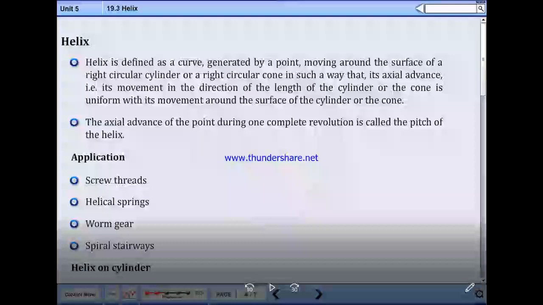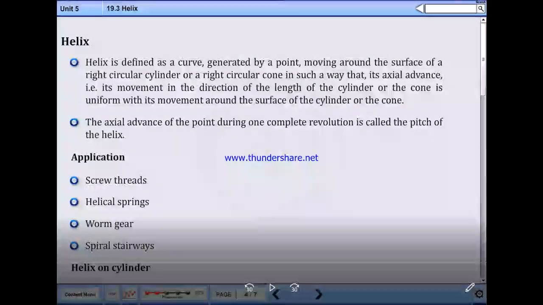Helix is defined as a curve generated by a point moving around the surface of a right circular cylinder or a right circular cone in such a way that its axial advance, that is its movement in the direction of the length of the cylinder or cone, is uniform with its movement around the surface of the cylinder or cone. The axial advance of the point during one complete revolution is called the pitch of the helix.